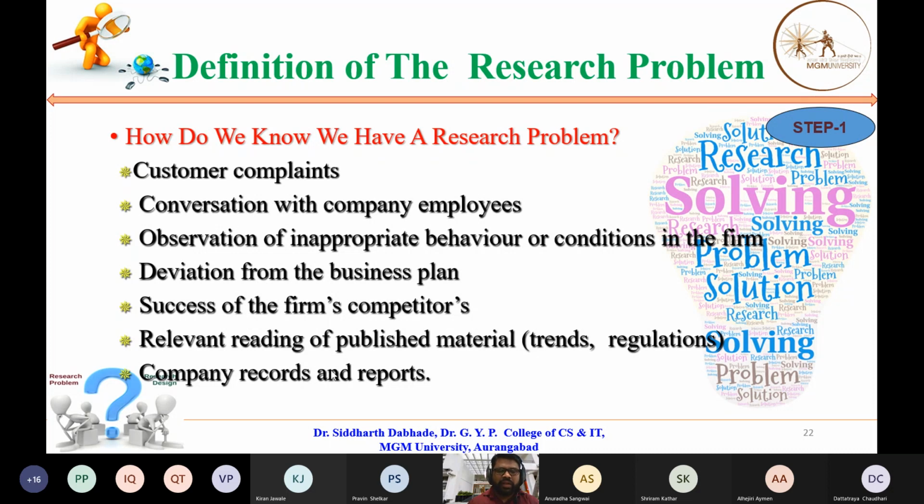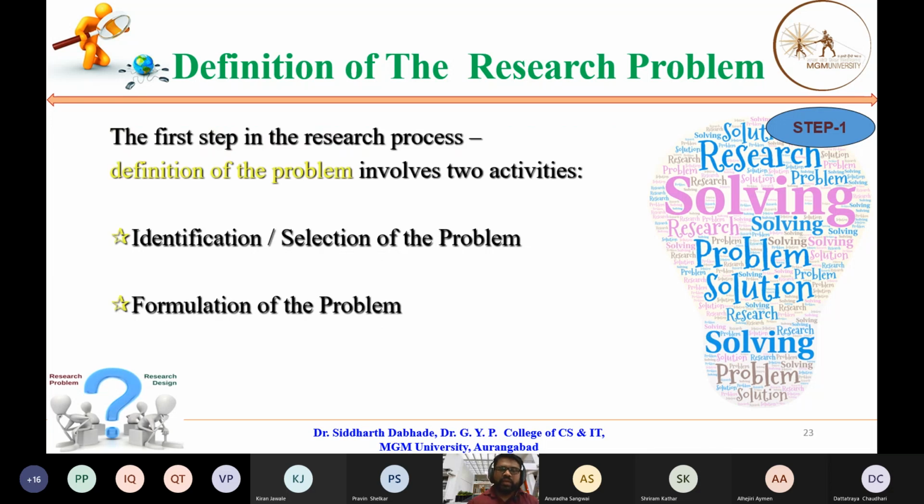Okay, so relevant reading, published materials, the trends and population you need to consider while deciding the research problem are the company records and reports. Whenever you are trying to decide the problem, this point should be considered. Before defining your research problem and research domain, it may come under one of these two categories.